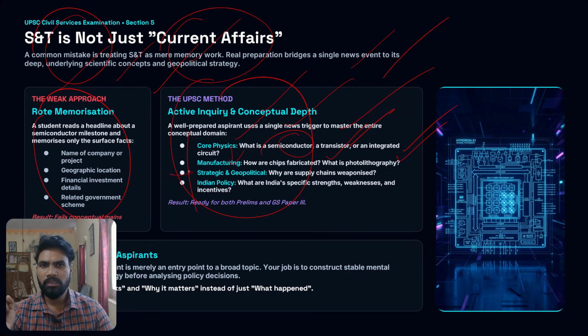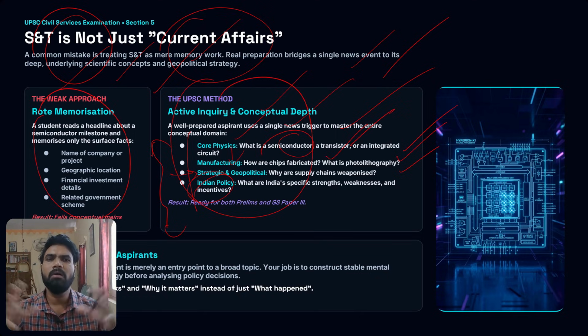Then the student will study the strategic and geopolitical connection that chips have. Why are supply chains weaponized, especially these chip supply chains, by certain countries? You know very well our best friend China is weaponizing the supply of chips. Then Indian policy. In this way, the student who is preparing in the right manner will take a concept and try to see it in all these different dimensions. That is what proper and correct preparation is.